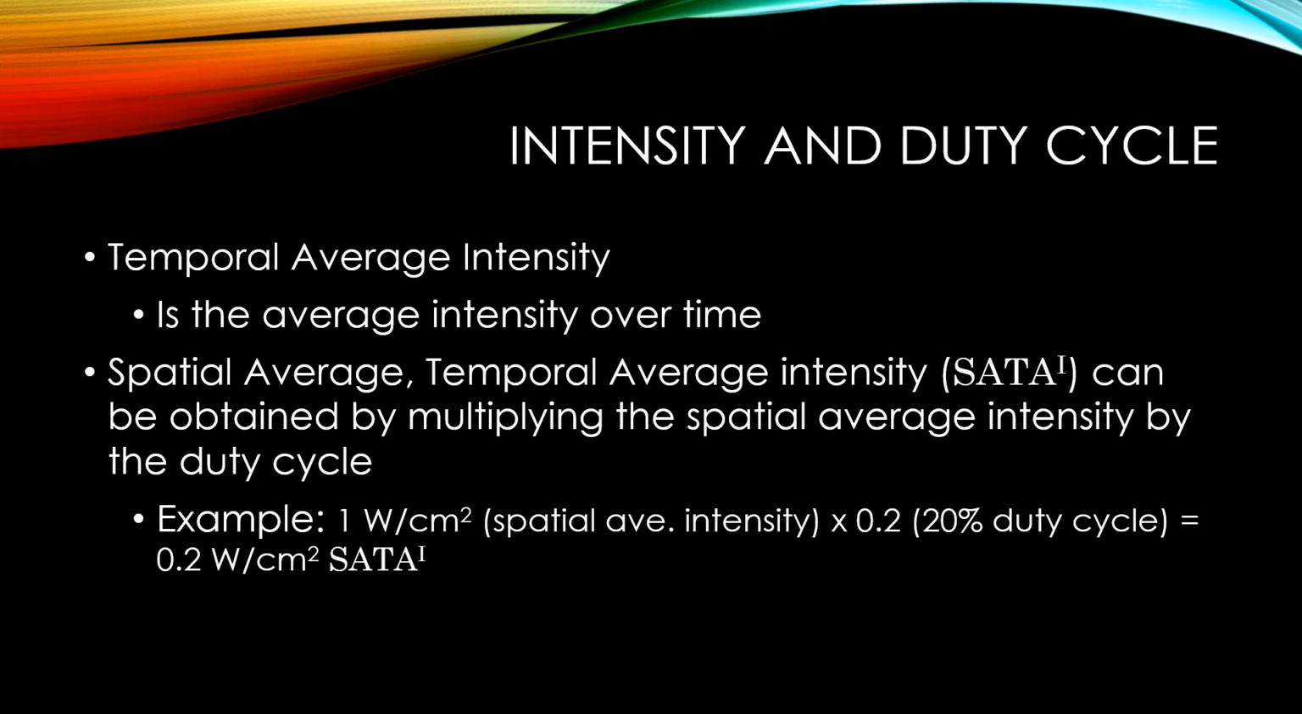The spatial average temporal average intensity, or SATA intensity, is obtained by multiplying your spatial average intensity by the duty cycle. So, for example, if you had a 1 watt per square centimeter spatial average intensity and a 20% duty cycle, you would multiply that 1 watt per square centimeter by 0.2 for the 20% duty cycle, and the SATA intensity then would be 0.2 watts per square centimeter.